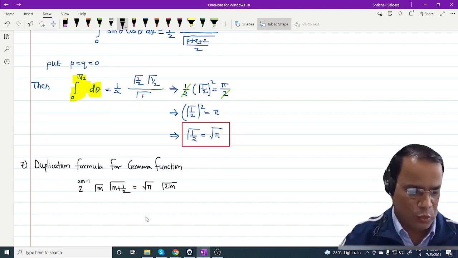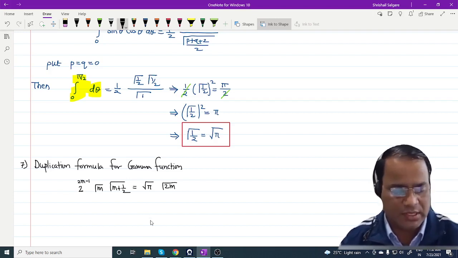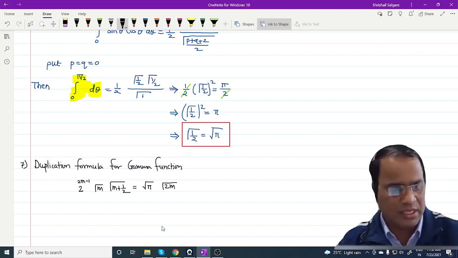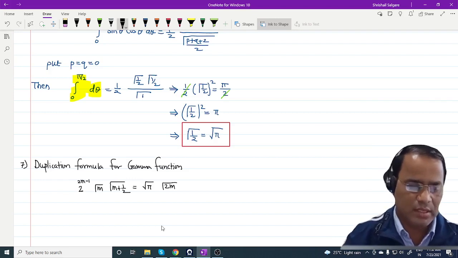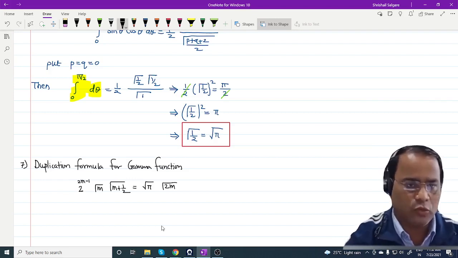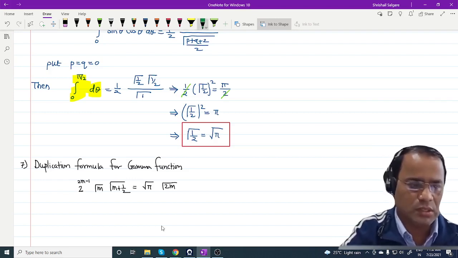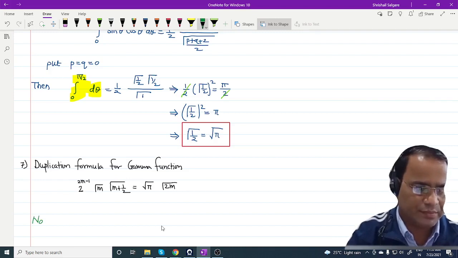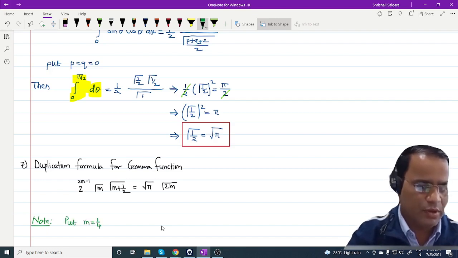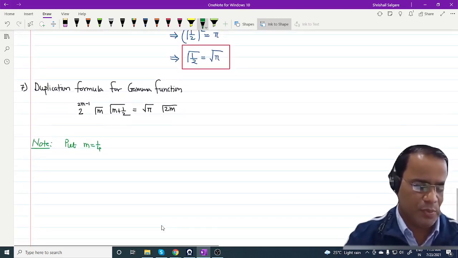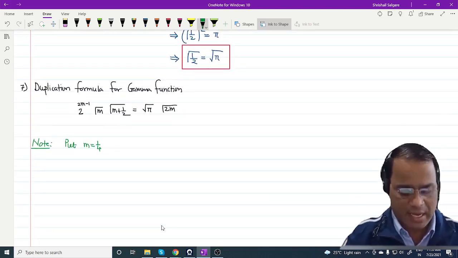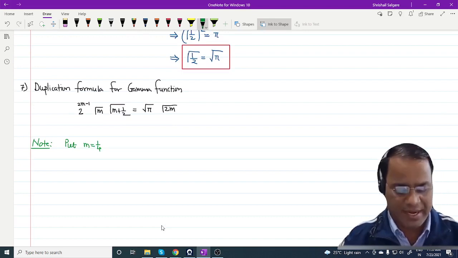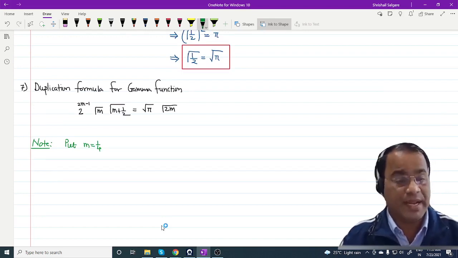The proof of this result I am not taking because it is lengthy. For examination also that proof will not be asked. So one task I will give, and I will take 2 minutes break here. Note, in the duplication formula, put m is equal to 1 by 4 and try to obtain the product of gamma 1 by 4 and gamma 3 by 4. Take 2 minutes break and try to complete that.